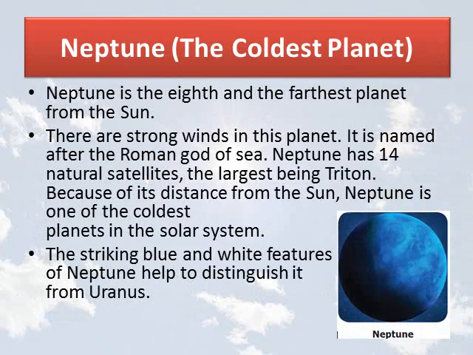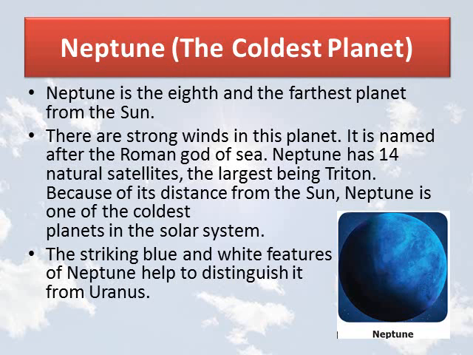Now let us go to the coldest planet, that is Neptune. Neptune is the eighth and the farthest planet from the Sun. It is the most distant planet from the Sun. There are strong winds on this planet. It is named after the Roman god of the sea. Neptune has 14 natural satellites, the largest being Triton.